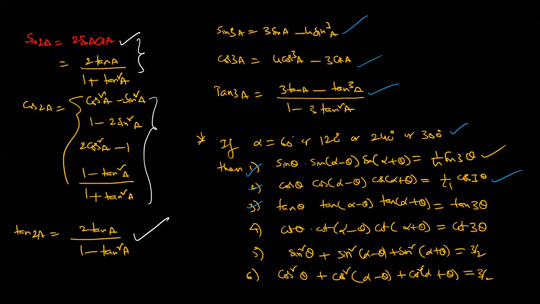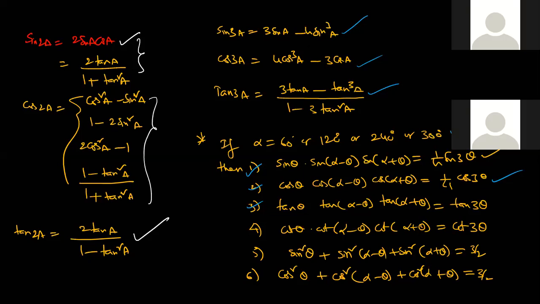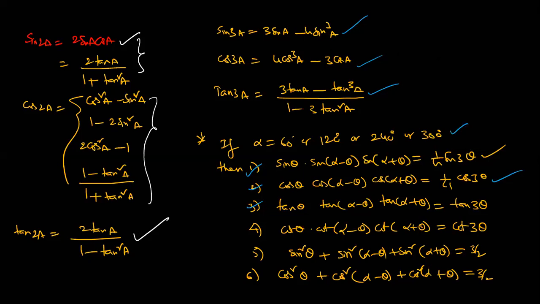Fine. And sin 3A, see, 3 sin A minus 4 sin cube A. Cos 3A is nothing but 4 cos cube A minus 3 cos A. And tan 3A is nothing but 3 tan A minus tan cube A by 1 minus 3 tan square A. Now, here also we discussed alpha is 60, 120, 240, 300. So these are the formulas. Please revise these formulas thoroughly, dear students.